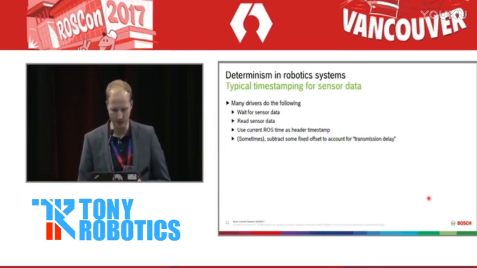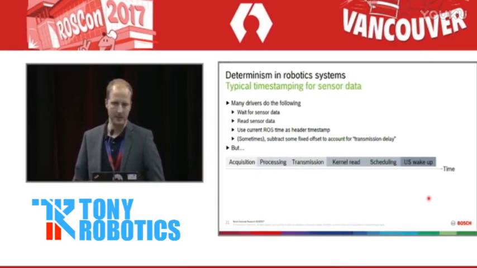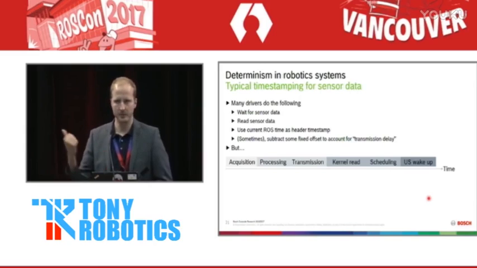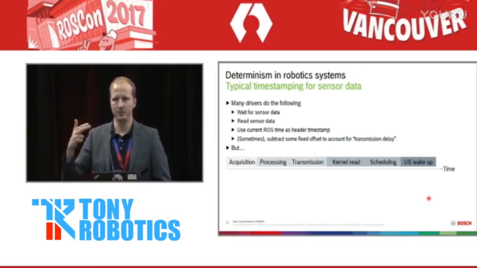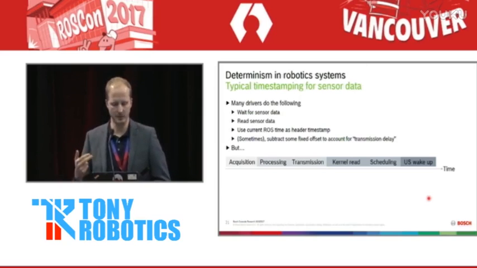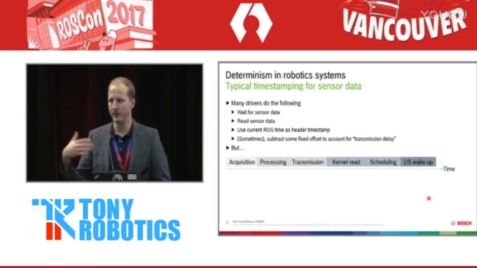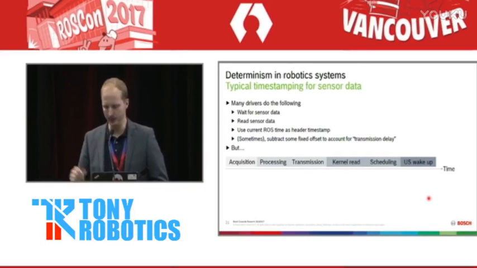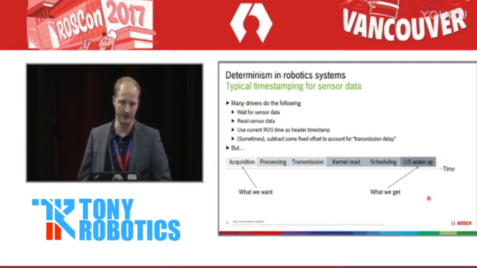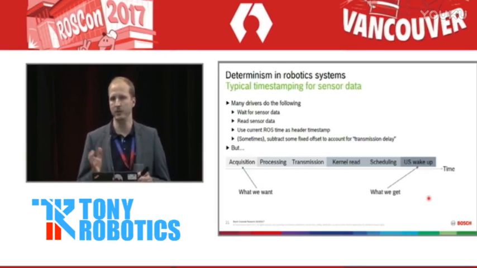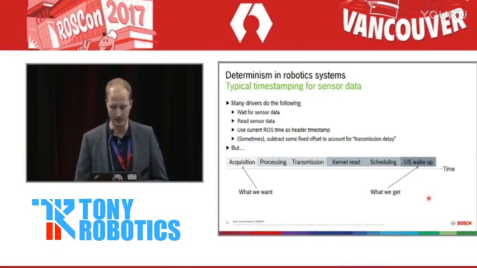Well, that's a problem because if you look at what's happening in the sensor, first there's some acquisition in the sensor, then the sensor does some internal processing, which can be significant for cameras and stuff. Then there's a transmission from the sensor device to the PC. The kernel reads it, the kernel schedules the user space process, and then it wakes up. So what we want for the timestamp is the middle of the acquisition interval. But what we get if we do the above is sometime back there. And that can easily be 30, 40, 50, 100 milliseconds, depending on your system.